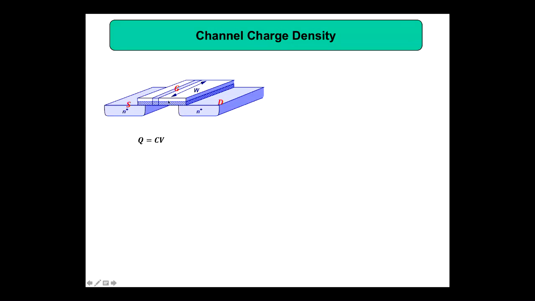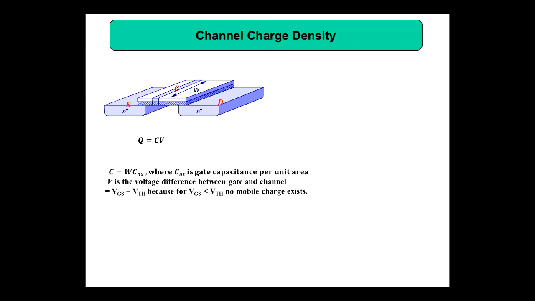So charge means this charge: you have this gate, then a dielectric here, then a channel here. The charge stored between this region is Q = C into V, capacitance into voltage. If we take capacitance equal to W into COX, because COX is the gate capacitance per unit area, then I can write C equal to W into COX.